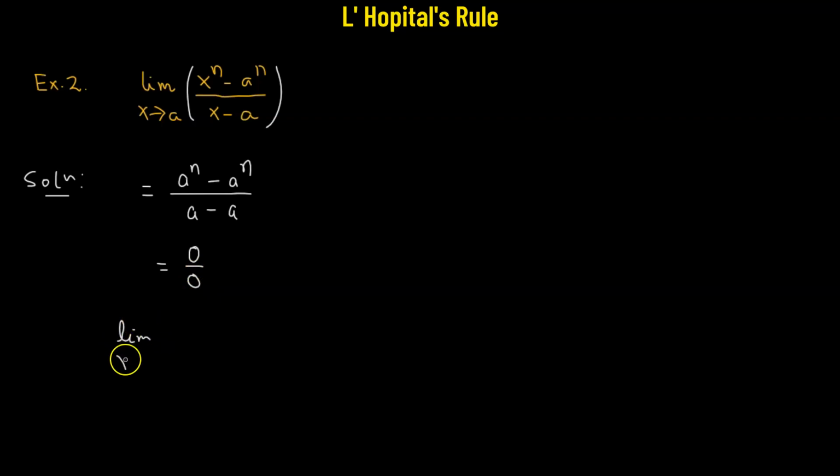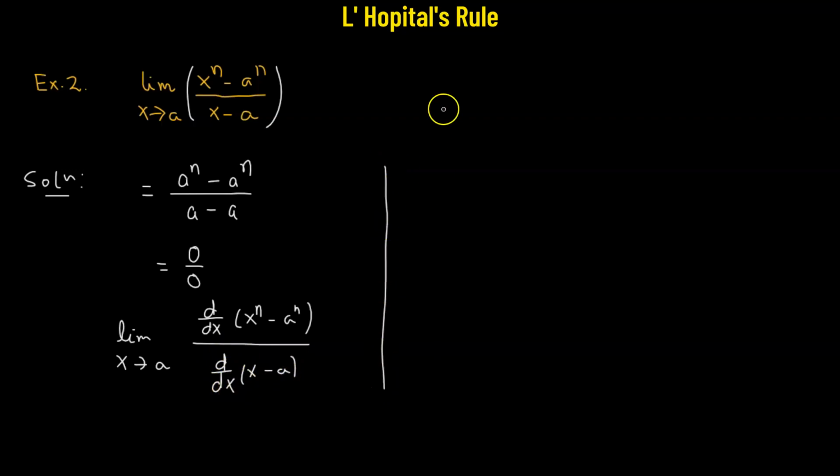So we have the limit as x approaches a. We begin by taking the derivative of the numerator with respect to x. Similarly, we also take the derivative of the denominator with respect to x. So let's find it out. The derivative of x raised to the power of n, we can use the power rule here. This will be n times x raised to the power of n minus 1, minus the derivative of a raised to the power of n, which is simply 0 because a is a constant and so is n, divided by the derivative of x minus a.